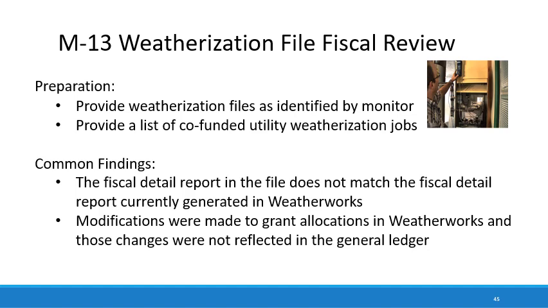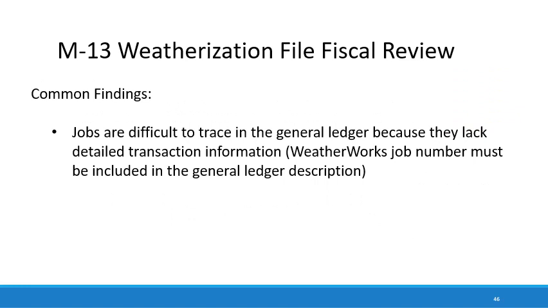So what we do is we receive the files from you, and as of the day we're monitoring, we're going to run a fiscal detail report out of WeatherWorks. And if those allocations are different than what's in the file, sometimes there might be a problem. Also, we find that modifications were made to grant allocations in WeatherWorks, and those changes were not reflected in your general ledger. We also see that jobs are difficult to trace in the general ledger because they lack the detailed transaction information that we request. And we require that the WeatherWorks job number must be included in your general ledger description.